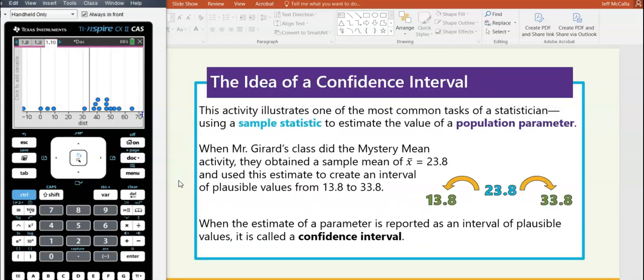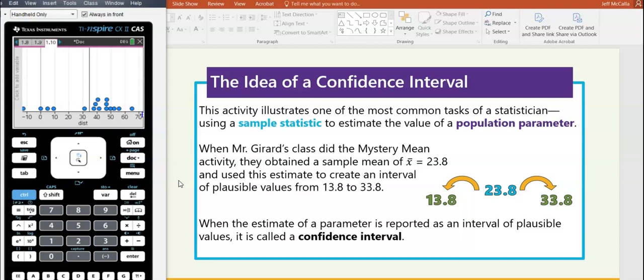And actually the mean that was stored in the calculator was 23.8. The interval they came up with was actually a little different than what I just said. They said from 13.8 to 33.8. They'd be reasonably confident that the parameter we're measuring, the population parameter, which ended up being 23.8, would be within that interval from 13.8 to 33.8.